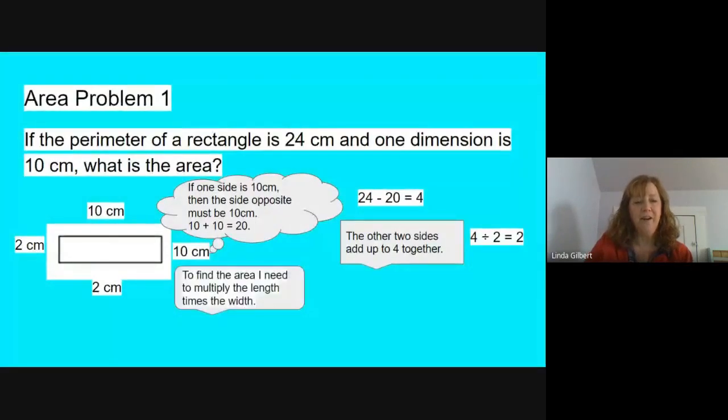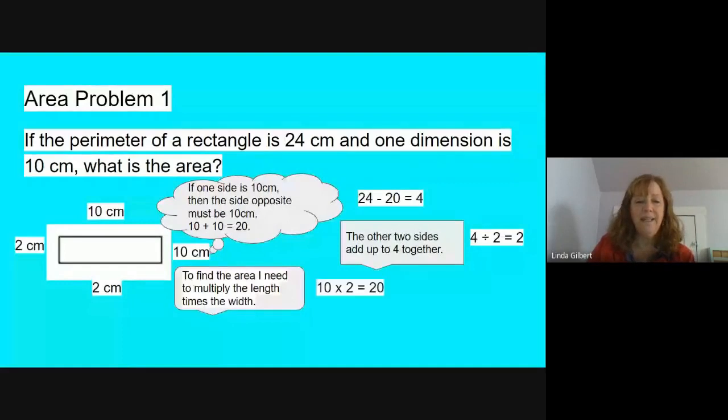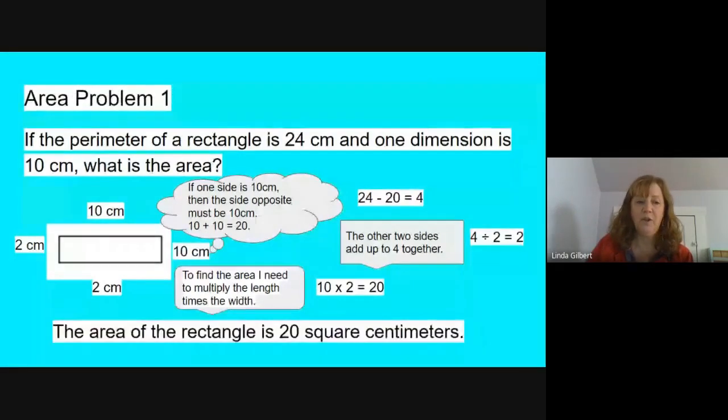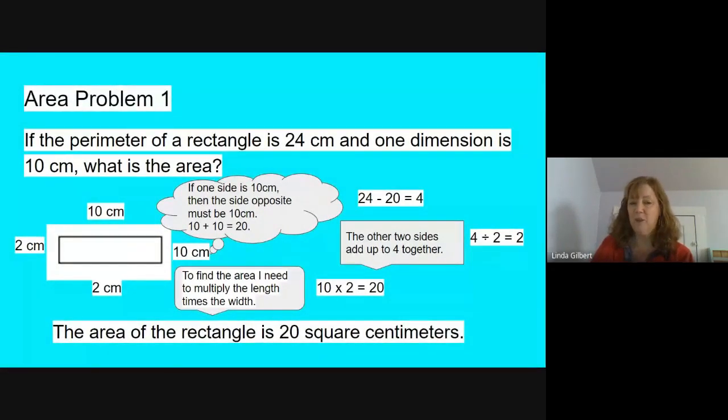To find the area, I need to multiply the length times the width. So I need to see if there were 2 rows and 10 in each row, how many squares would there be? It'd be 20 squares. So the area of this rectangle is 20 square centimeters. Notice that the area is in square centimeters, but the perimeter and the lengths of the sides are just centimeters.